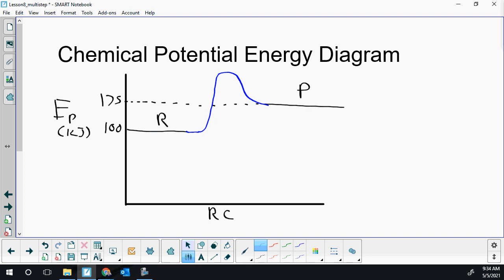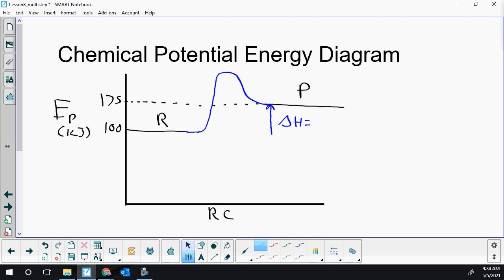A diagram like this leads to a lot of potential questions that could be asked. We could ask you for the potential energy of the reactants, potential energy of the products, or even more likely, what is the enthalpy change? And the enthalpy change is the difference between where you started and where you finished. And we've been drawing that as change in enthalpy arrows. So that arrow shows the difference between where we started, the reactants, and where we finished, the products. That is our change in enthalpy.